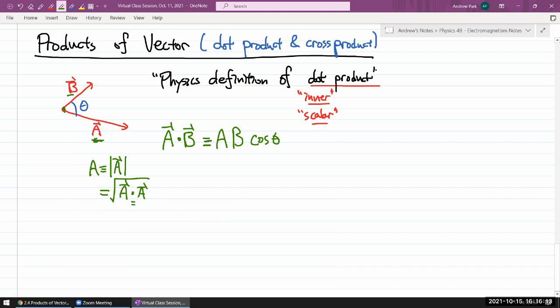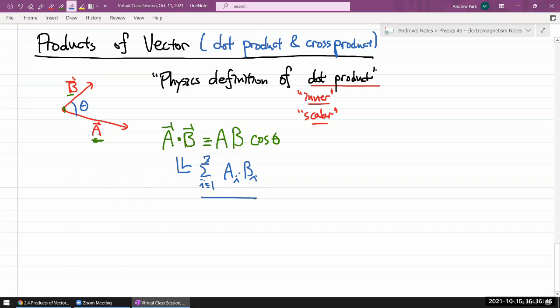You might have seen the dot product introduced in a different way. I think in math class you usually see the dot product in this form, the sum of products of components: A_i times B_i, added up from i equals 1 to 3, or x, y, z, or however many dimensions. This is how it's commonly defined in a math class.